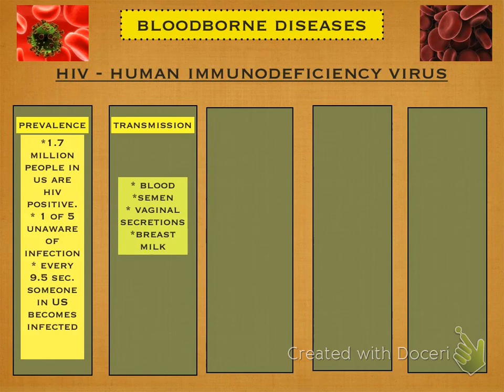At birth, is the mouth a way to get it? The chances are ridiculously slim. What if you have sores in your mouth? Sores in your mouth, absolutely. Or where your gums bleed. You know how sometimes you brush your teeth and your gums bleed? Yes, absolutely.